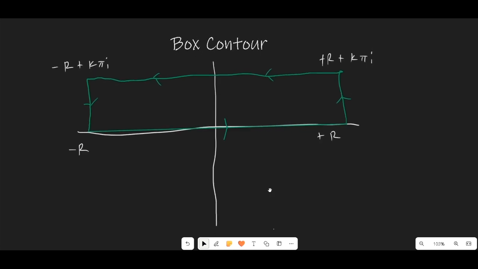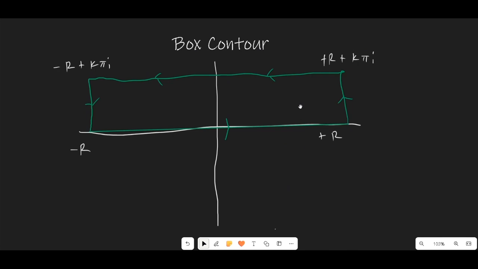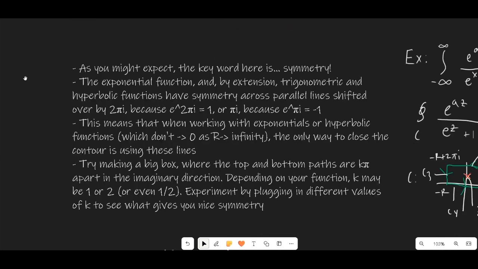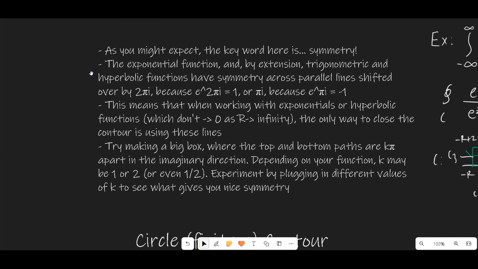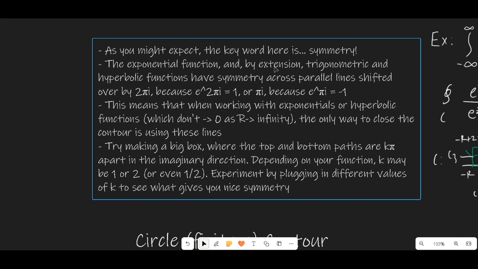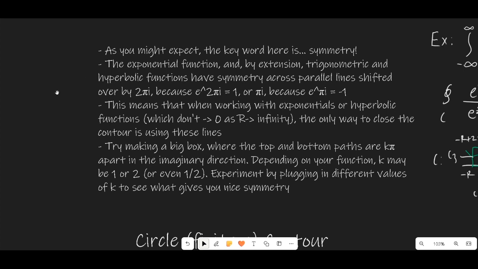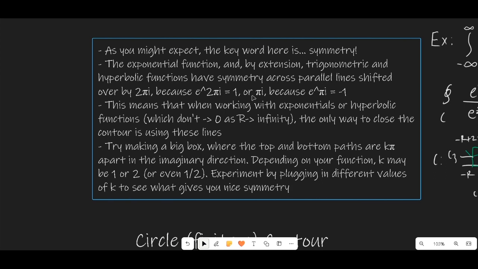Now, I'll go ahead and try to explain the appeal of this contour. It's a little bit confusing, but as you might expect, the key word here is symmetry. The exponential function, and by extension trigonometric and hyperbolic functions, have nice symmetry across parallel lines shifted over by 2 pi i. This means that, because e to the 2 pi i is 1, if we shift our function over by 2 pi i, and our function is completely composed of just e to the x, it's going to be the same exact function. And sometimes we'll shift it over by pi i instead, because e to the pi i is -1.